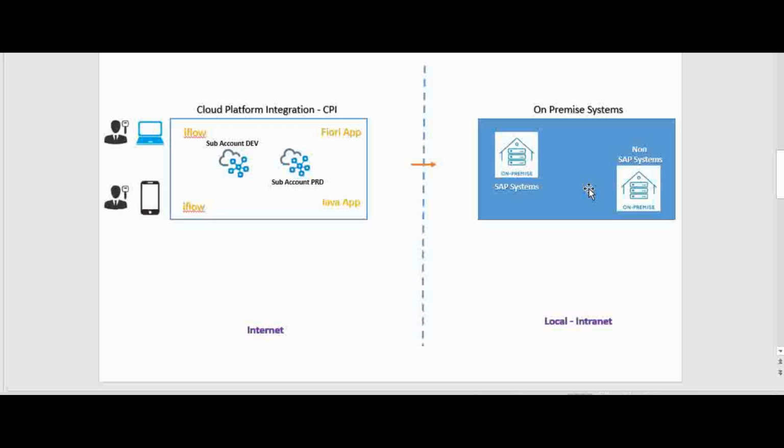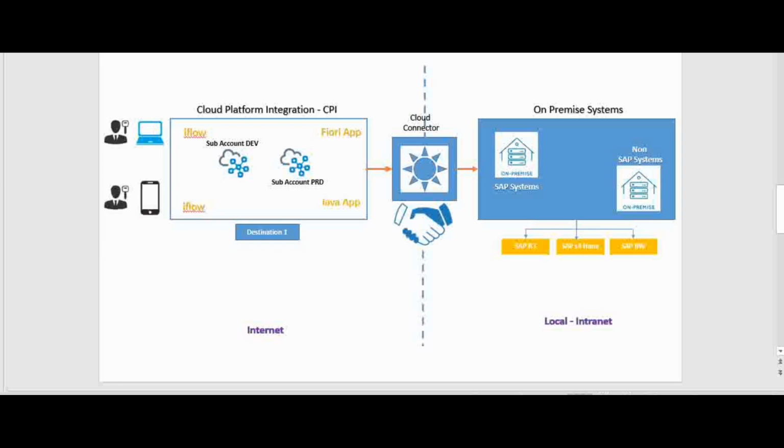Now we are going to introduce a new element called the cloud connector. The cloud connector is the service which does exactly this purpose. Let us see the picture. What is this cloud connector doing? This cloud connector will do a handshake between our CPI system and the on-premises system.